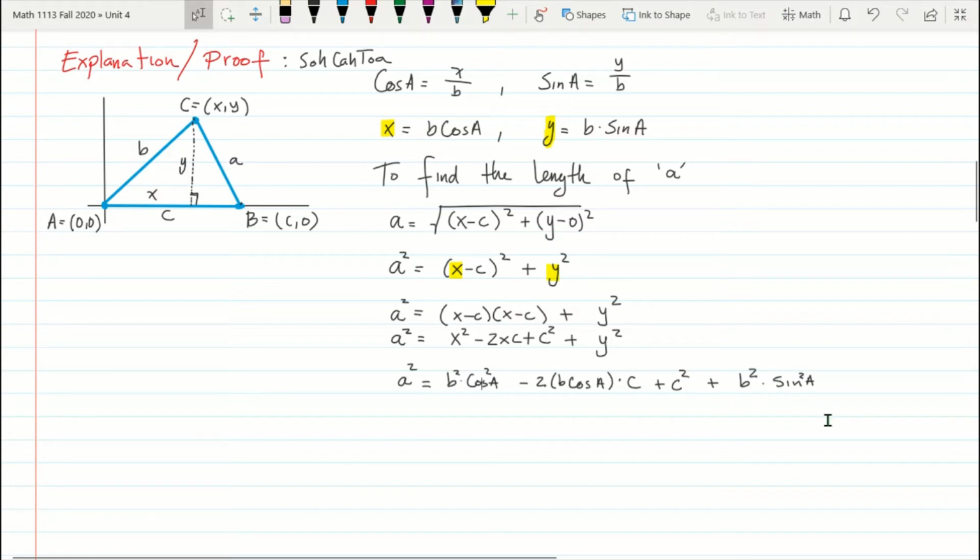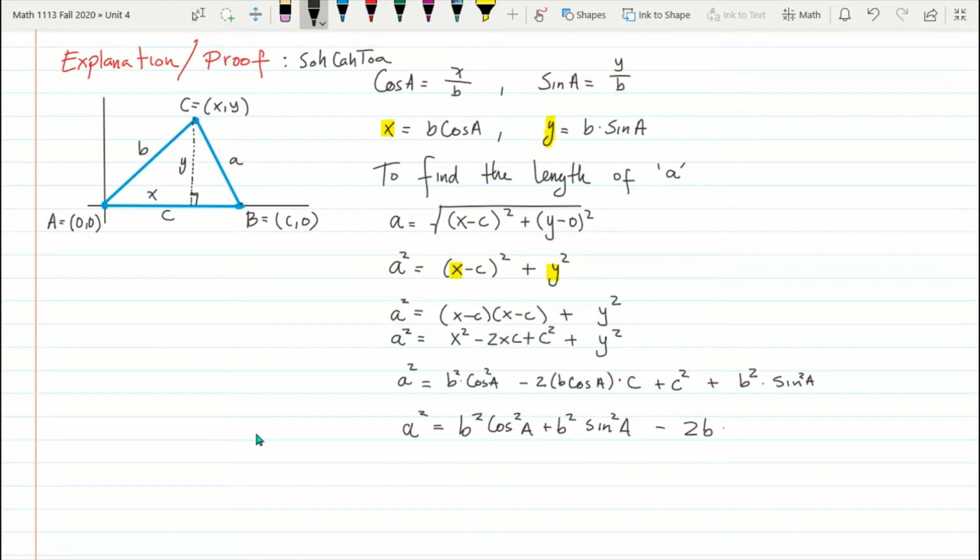Notice that we have b squared here, b squared there. So let's try to bring those closer to each other. So b squared cosine squared of a plus b squared sine squared of a minus 2bc cosine of a plus c squared.